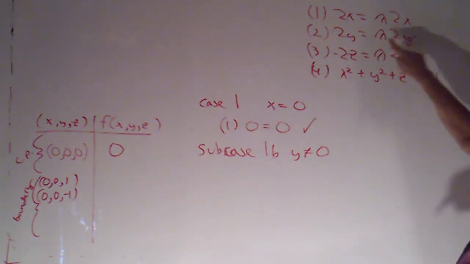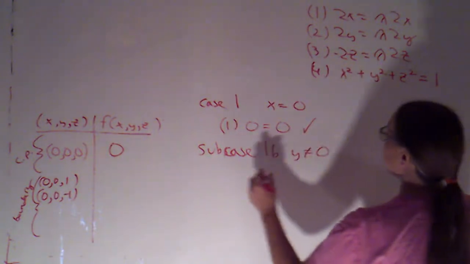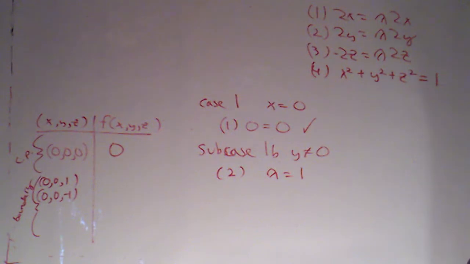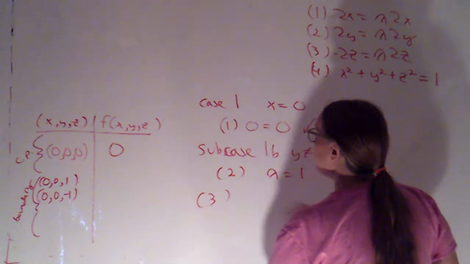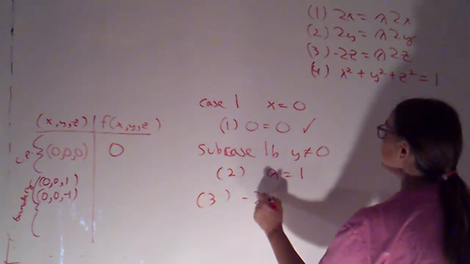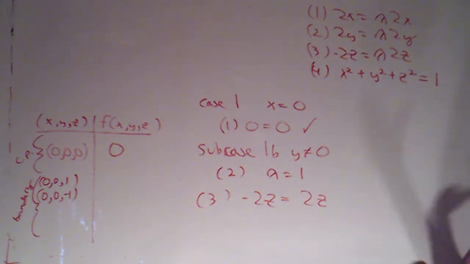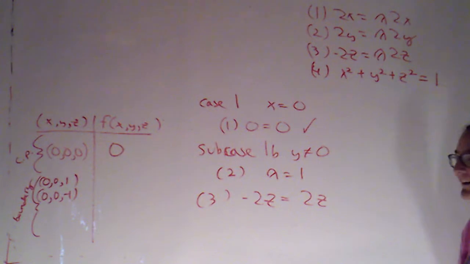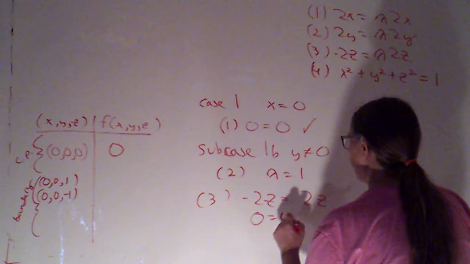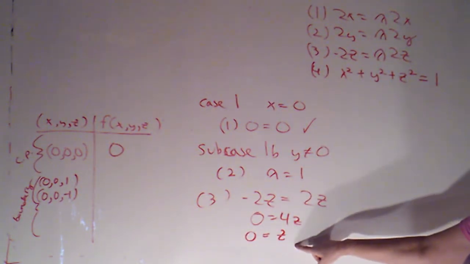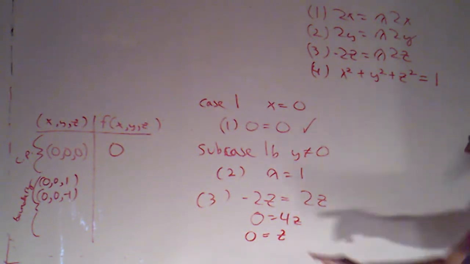Okay. Well, if y isn't 0, I'd be able to solve for lambda. Okay. So then from equation 2, I would get that lambda is equal to 1. Okay. Now, if I plug that into equation 3, that becomes negative 2z equals 2z. You might at first say that's not possible, but you would be wrong. Z could be 0. Okay. Because this means that 0 is equal to 4z, z is equal to 0. Okay. So I did get a solution here.